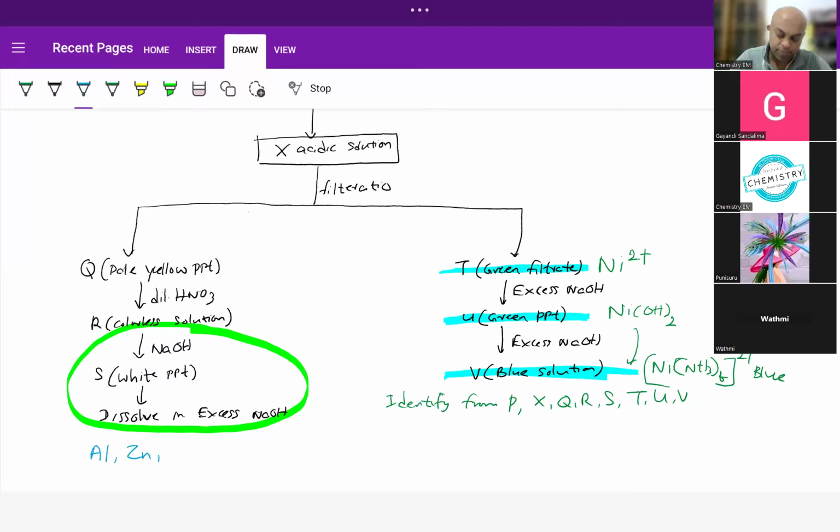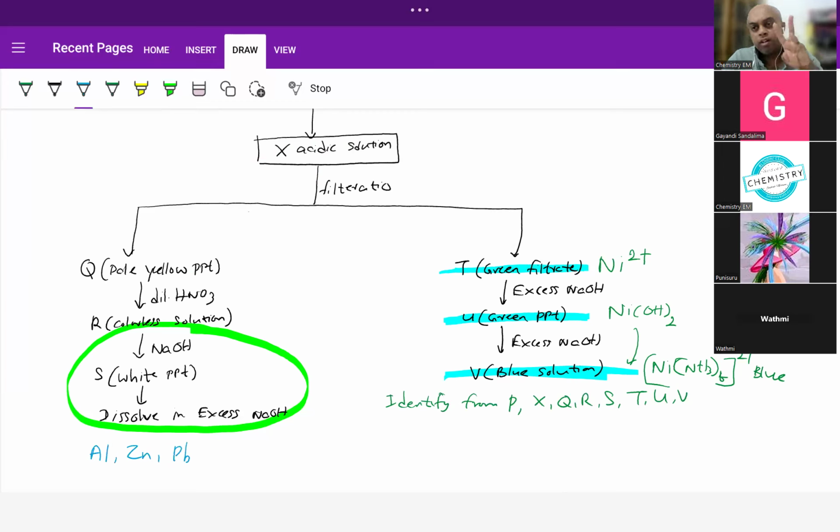Lead. Lead is amphoteric. So lead hydroxide and Pb(OH)4 2- is the solution, or the solution which will be created after dissolving the hydroxide precipitate of lead hydroxide.